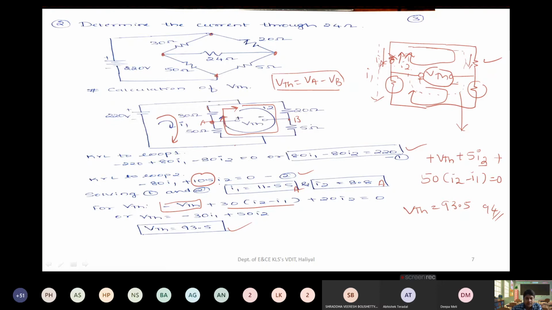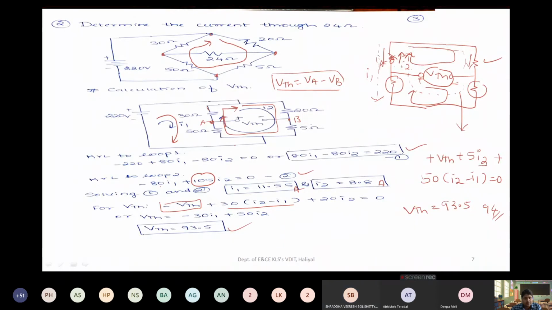This is written with respect to which current? I2. As I told, once you remove this 24 ohm resistor, I2 will flow here, here, here and here, right? So I2 is flowing in 20 ohms, 5 ohms, 50 ohms and 30 ohms. So it is nothing but 20 plus 5 plus 50 plus 30. It is 105 only. Is that clear now? Yes sir.